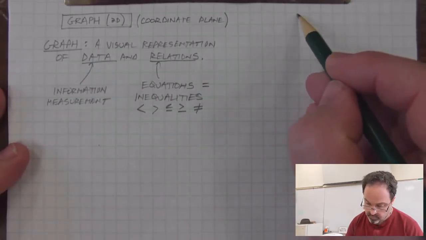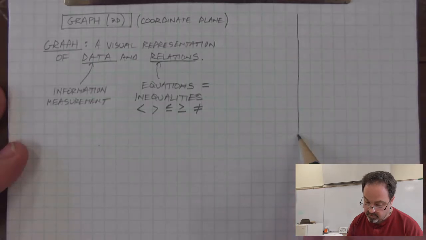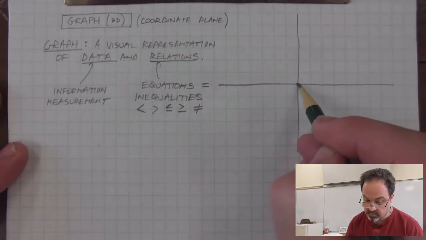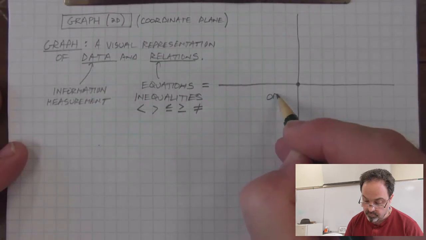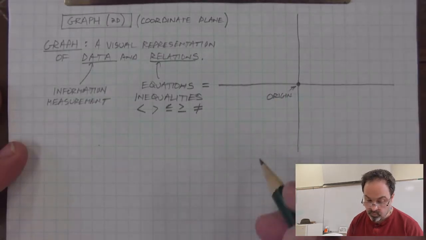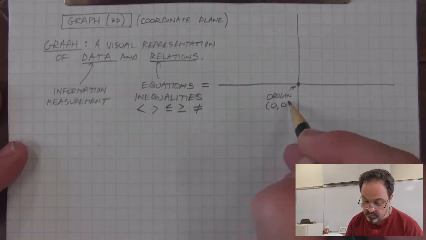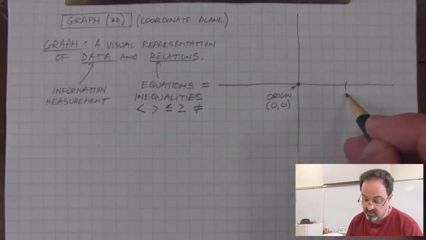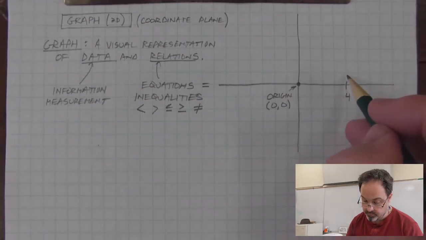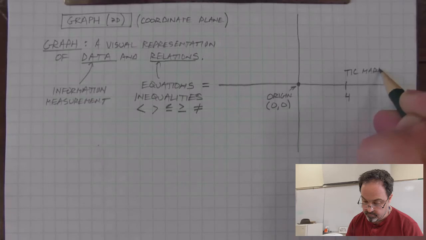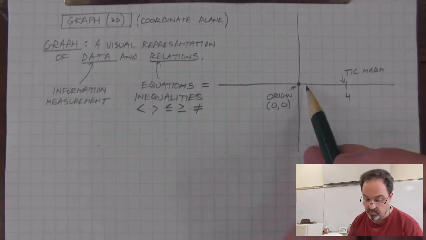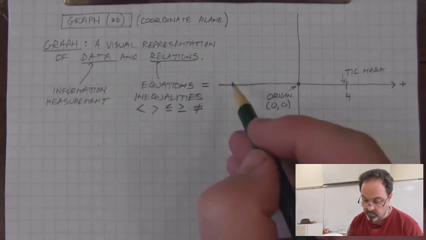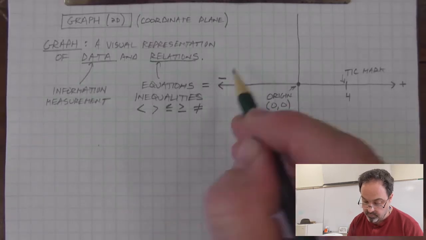And we do that on a coordinate plane that's made by two intersecting number lines. Where they intersect, we call it the origin, and the origin has coordinates 0, 0. We use tick marks to show the distance on our number lines away from the origin. When we go to the right of the origin, we go in the positive direction. When we go to the left, we go in the negative direction.